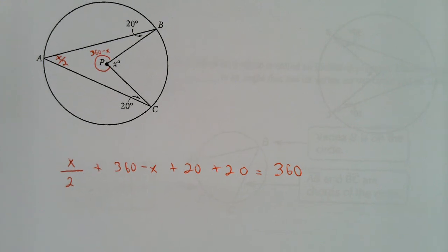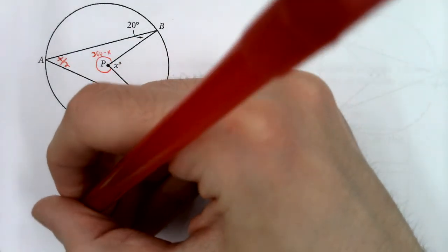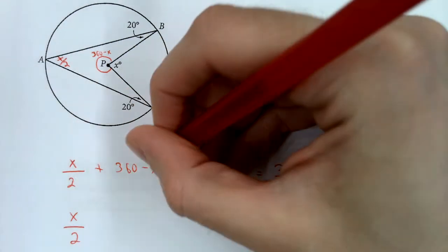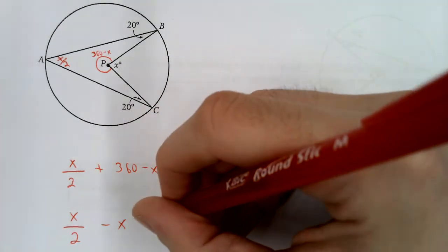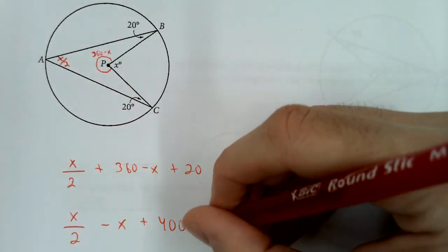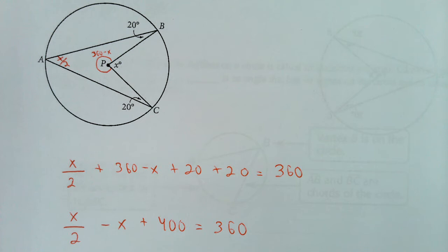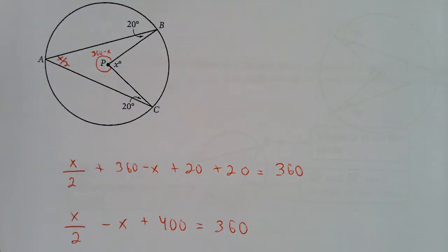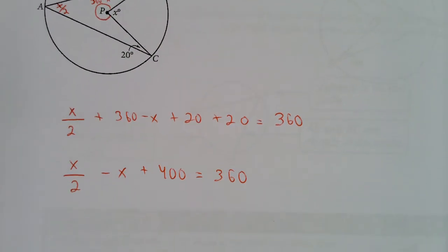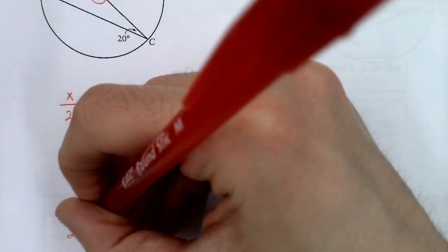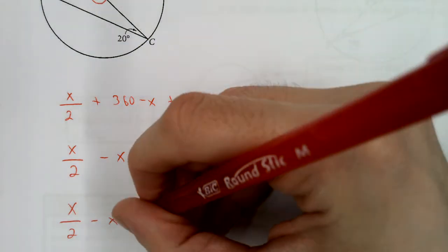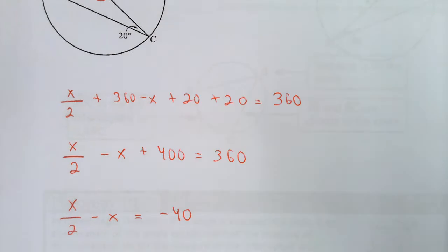Let's combine like terms. X divided by 2 is going to stay. The minus x is going to stay. Let's combine all these other terms and say plus 400. Let's subtract the 400 on each side to get the following. X divided by 2 minus x equals negative 40.